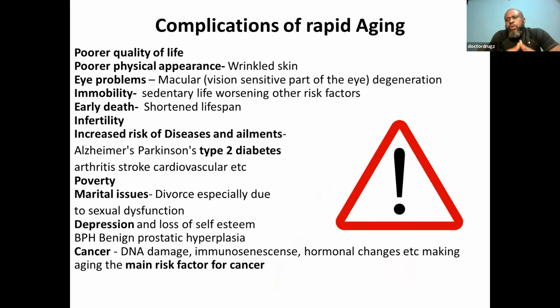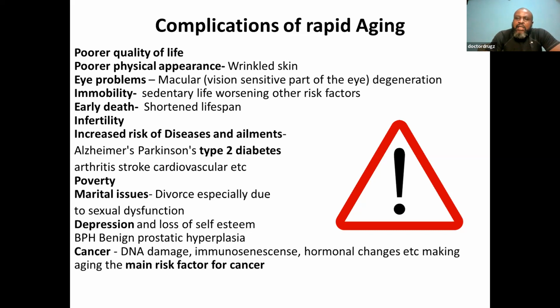Now, what are the complications of aging? Poorer quality of life, poorer physical appearance based on wrinkled skin as earlier depicted, immobility, because someone that has osteoarthritis as a result of rapid degeneration of the joints could actually find himself having locked joints, and that could make the person immobile. Early death, people that age faster die earlier.